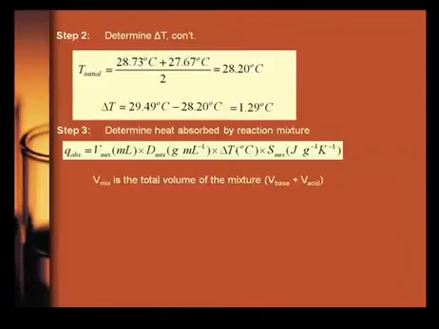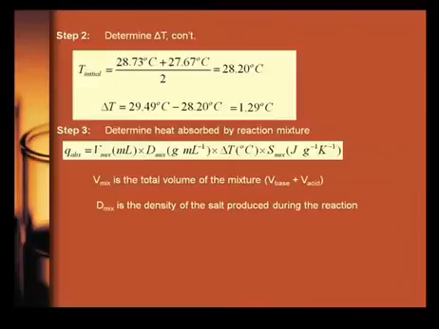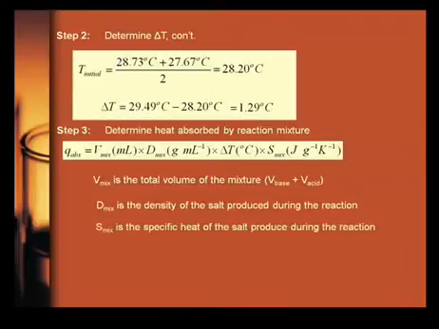Now V mix is the total volume of the mixture. V base plus V acid, the volume of the base plus the volume of the acid. Density of the mixture is the density of the salt produced during the reaction. So it's the density of the salt, or in this case, sodium sulfate. S mix is the specific heat of the salt produced during the reaction, or in this specific example, the sodium sulfate.